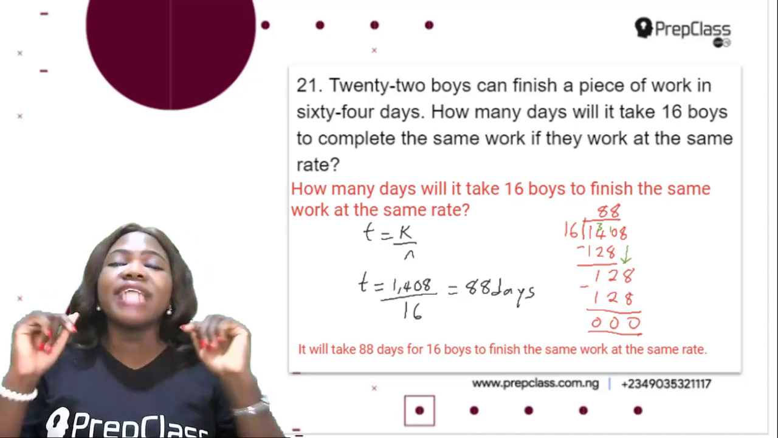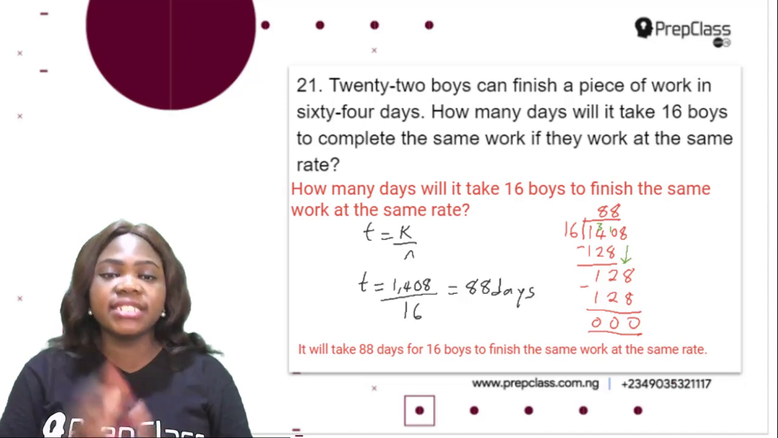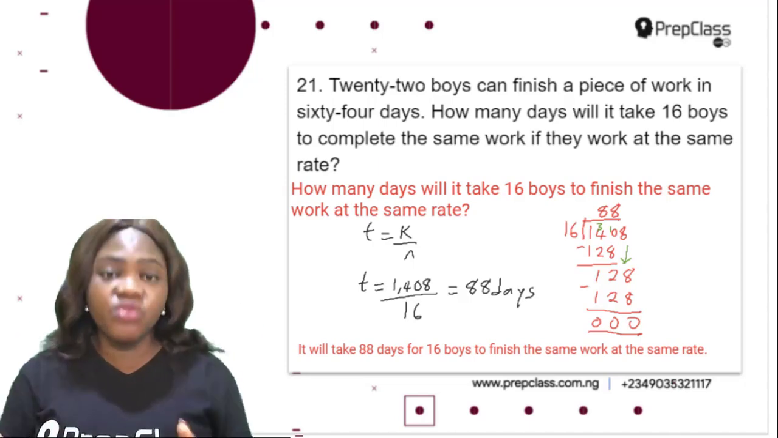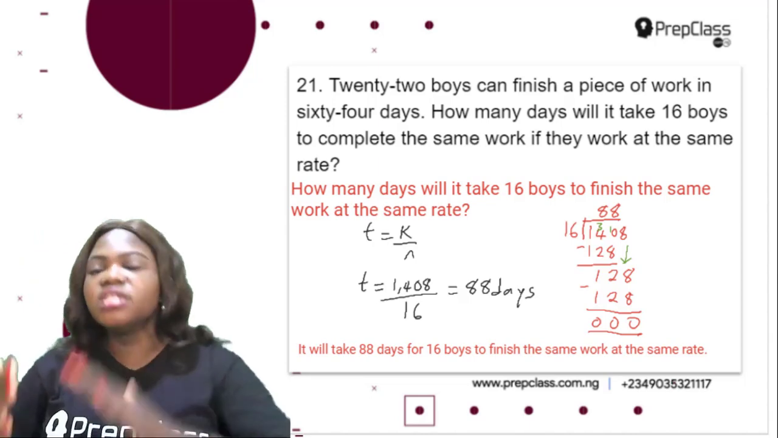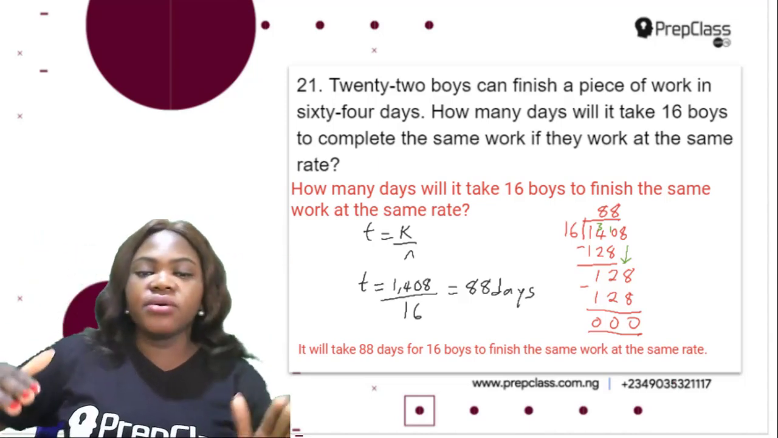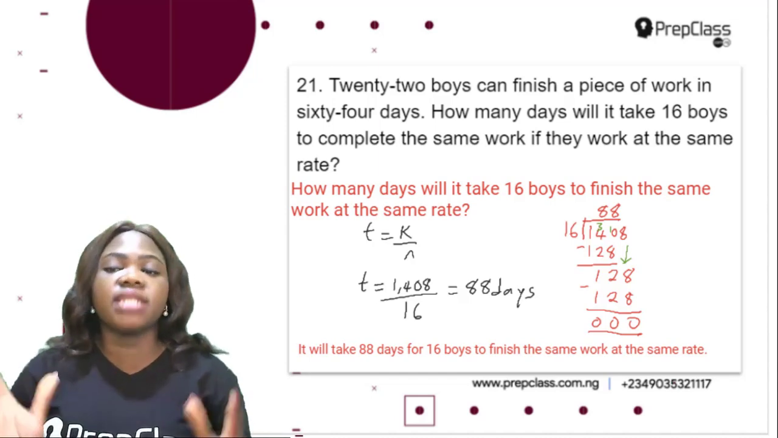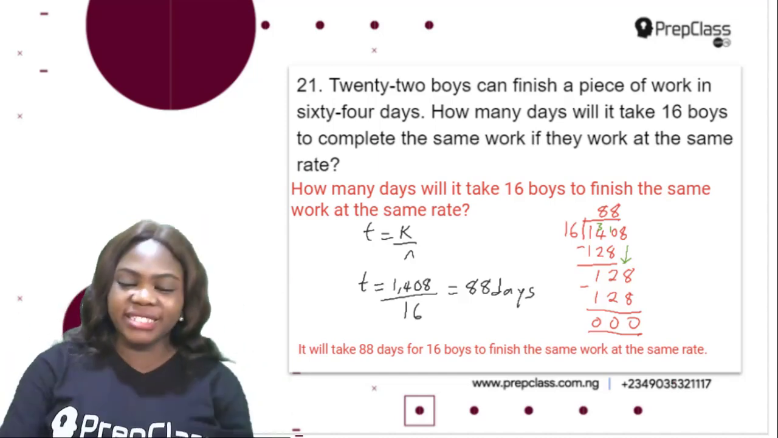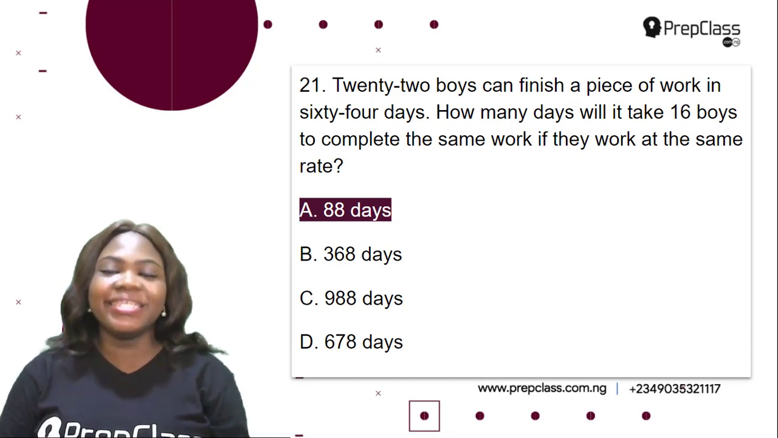So this means that it will take 88 days for 16 boys to finish the same work at the same rate. Can you see now that when the number of boys reduces, the number of days increases. So the correct option here is A, 88 days.